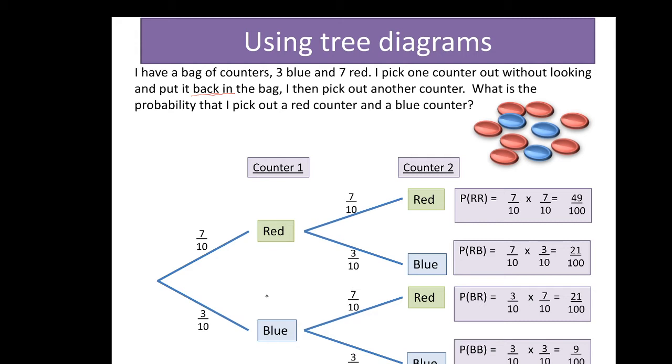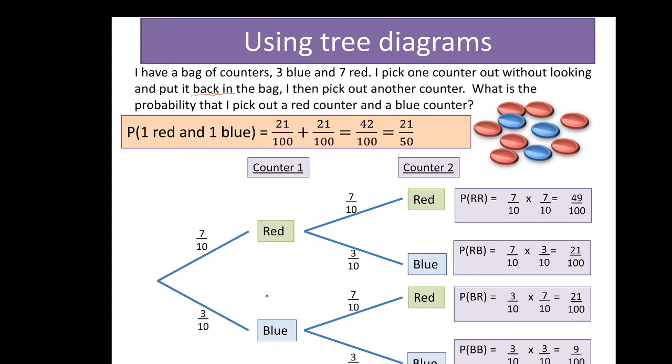Okay. So what's the probability I pick out a red and a blue? Well, red and a blue happen twice. So they happen here and here. It doesn't say that it's fussed about the order that it goes in. So I can just add those 2 probabilities up, 42 out of 100.